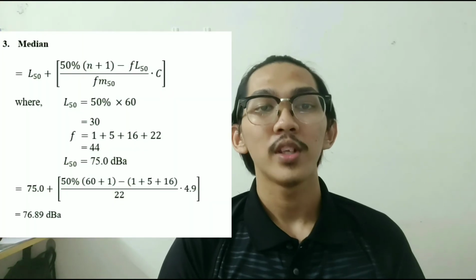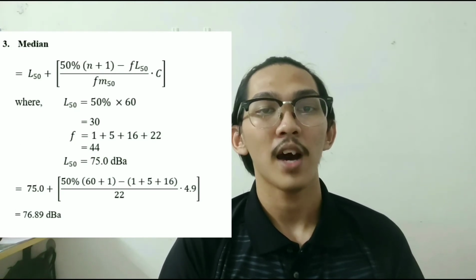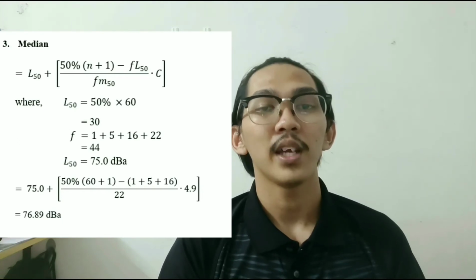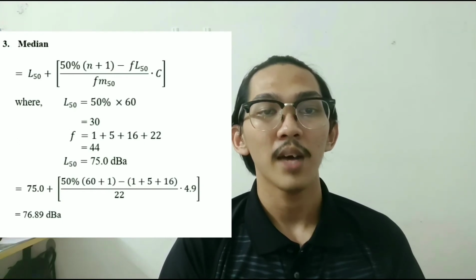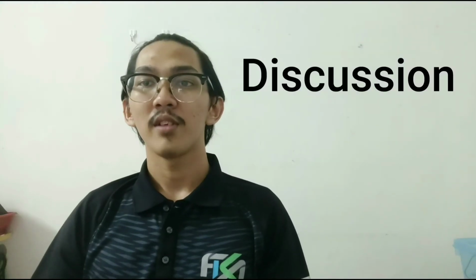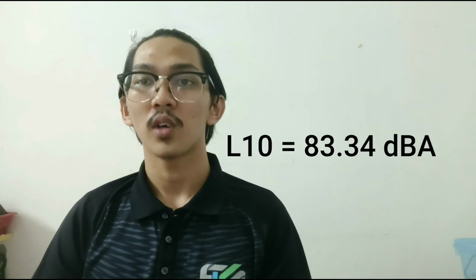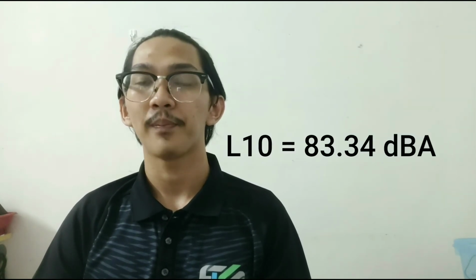As for the median, we use the formula L50 plus 50% times the number of data plus 1, minus FL50, which is 1 plus 5 plus 16 plus 22, and divided by FM50, which is 22, then times C, which is 4.9. Then we get the L50 is 76.89 dBA. From the result, we managed to determine the maximum and minimum value of the noise level at SK Section 7 and Taman Crystal, which are 64.9 dBA and 84 dBA respectively. From the formula, both maximum and minimum values were used to calculate L10, which is 83.34 dBA.